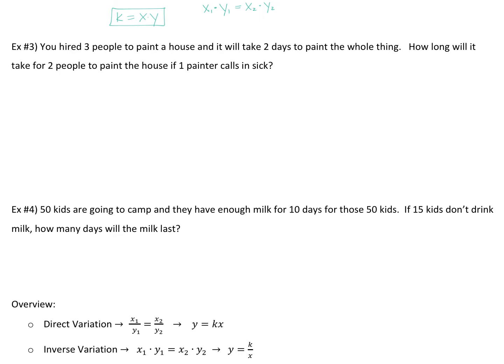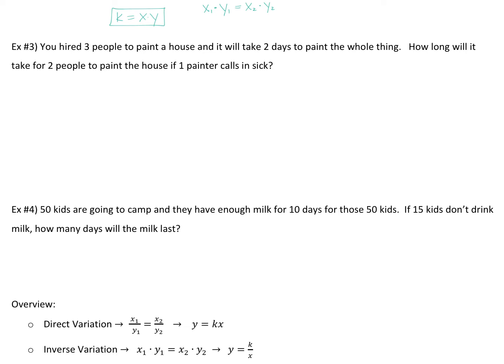Okay, example 3. It says you hired 3 people to paint a house, and it will take 2 days to paint the whole thing. How long will it take for 2 people to paint the house if one of the painters calls in sick? Okay, so you have to stop and think about that. Is this direct or inverse? It's going to be inverse because that's what we're talking about. But in the homework, you're going to have to choose. Is this a direct situation or an inverse situation?